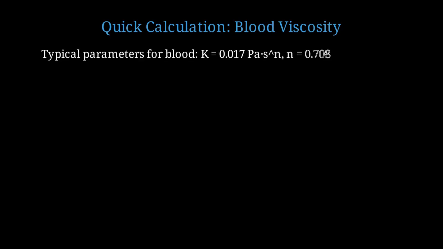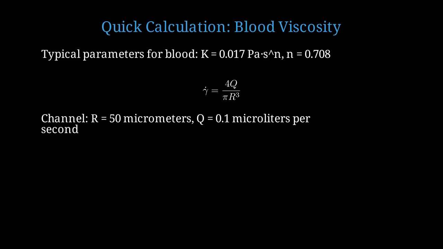Let's do a back-of-the-envelope calculation for blood flowing through a microchannel. For blood, typical values are K equals 0.017 Pascal seconds to the n, and n equals 0.708. In a circular channel, the wall shear rate is approximately gamma dot equals 4Q over pi r cubed, where Q is flow rate and r is radius. Let's say we have a 50 micrometer radius channel with a flow rate of 0.1 microliters per second. The shear rate works out to about 1,000 per second.